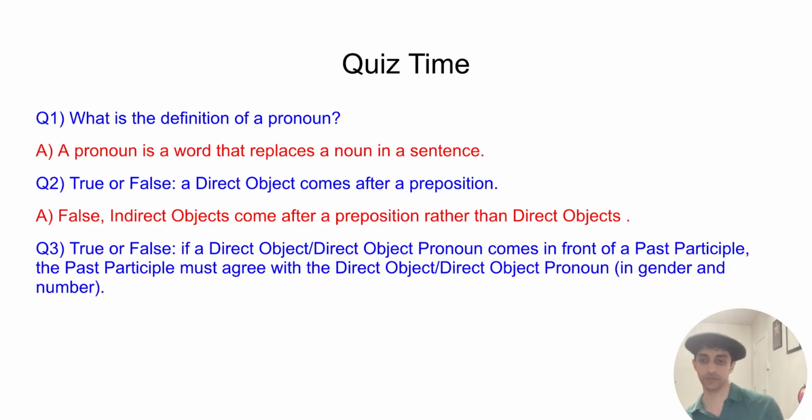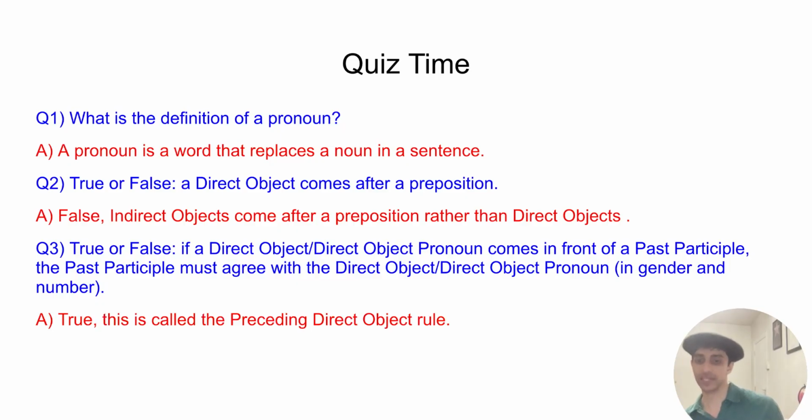Question 3 is also true or false. If a direct object or a direct object pronoun comes in front of a past participle in a French sentence, the past participle has to agree with the direct object or direct object pronoun in terms of gender and number. Is that true or is it false? Again, I'll give you some seconds to think through things. Okay, let me reveal the answer then. This one's true. This is called the preceding direct object rule, and this is one of the rules specifically that we looked at earlier in the video.